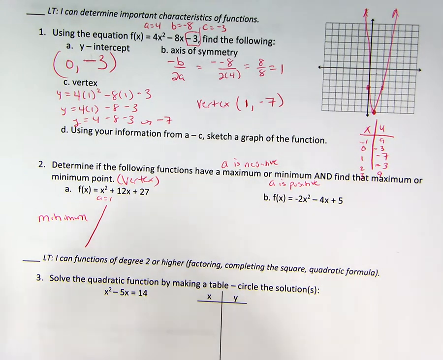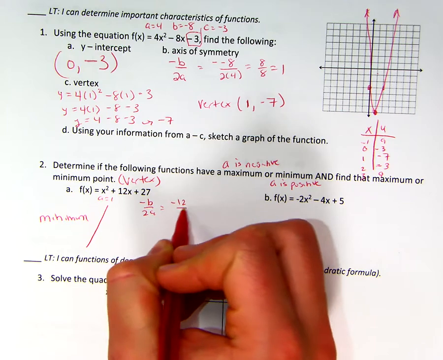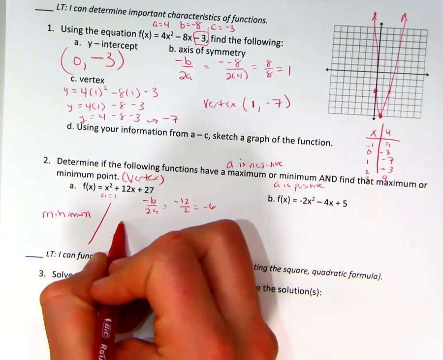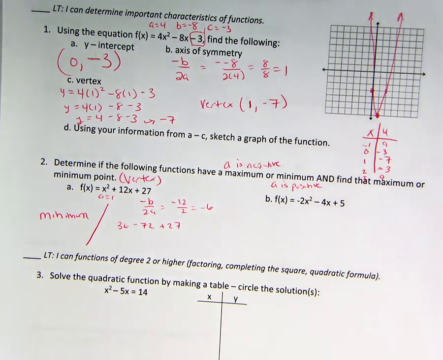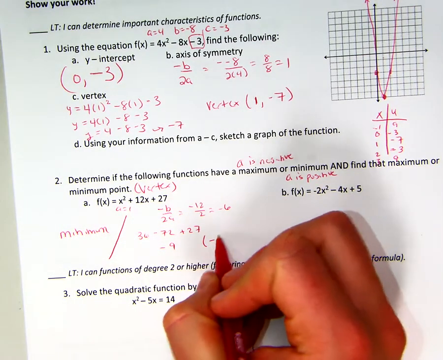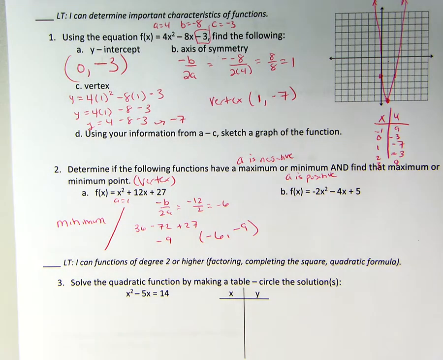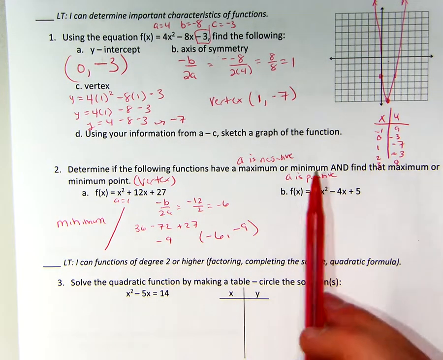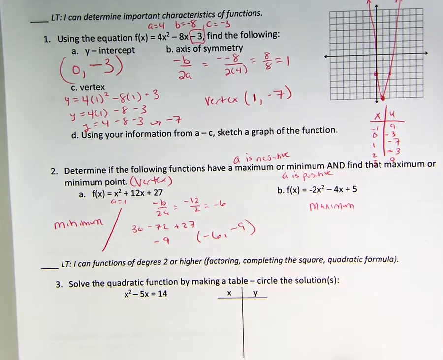And now to find where this is, use the vertex. So we have -b over 2a, which is -12 over 2, which is -6. Plug -6 back in, I get 36 minus 72 plus 27. Even I need a calculator. So you have 36 minus 72 plus 27, and you get -9. So where is this spot? It's at -6, -9. Alright, that is how you do these problems right here. Same thing you do right here. This obviously is going to be a maximum, and then you find the vertex the same way that we did right here.